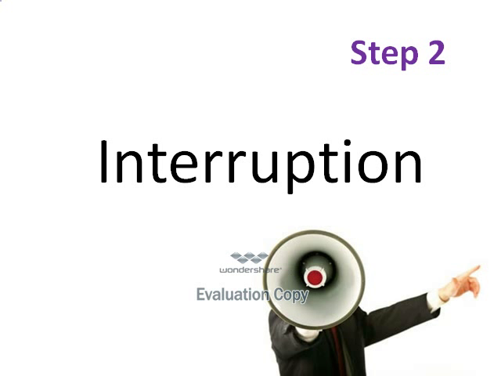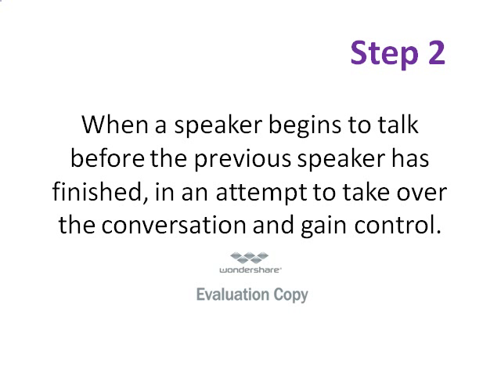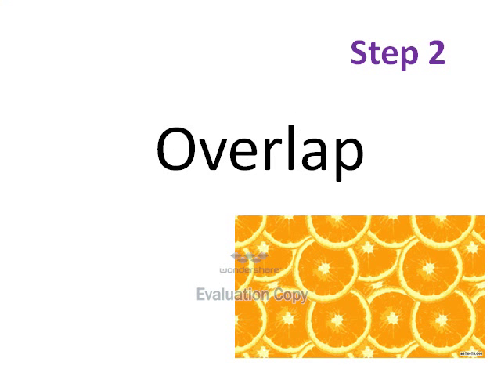Okay. Also within step two, you need to be looking at how the speakers are interacting with one another. This obviously relates to context and the situation they're in, but an interruption is when a speaker begins to talk before the previous speaker has finished, and it's always an attempt to take over the conversation, gain control in some way, so it's quite an aggressive move.